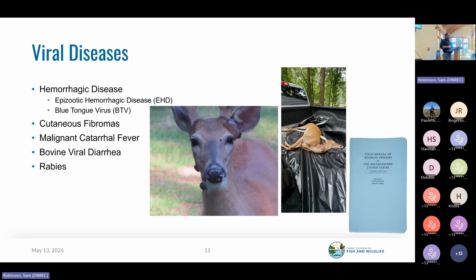So let's start with viral diseases. This is one that many of you are probably familiar with, hemorrhagic disease, because it happens almost every year. There are some seasons that are worse than others, but we'll talk about that a little later. Then over here, you'll see cutaneous fibromas. This is just deer warts, spread by a fly. They can survive this for all intents and purposes unless it gets in their eye. Malignant catarrhal fever, bovine viral diarrhea, and then rabies. We've had one detection several years ago. So there's just a few viral diseases.